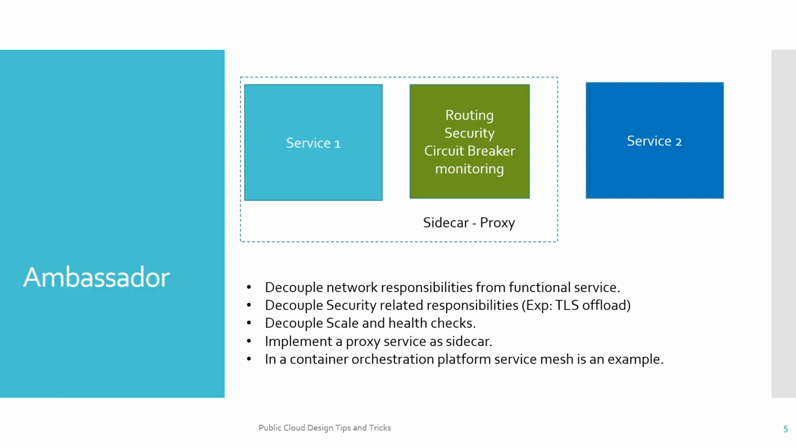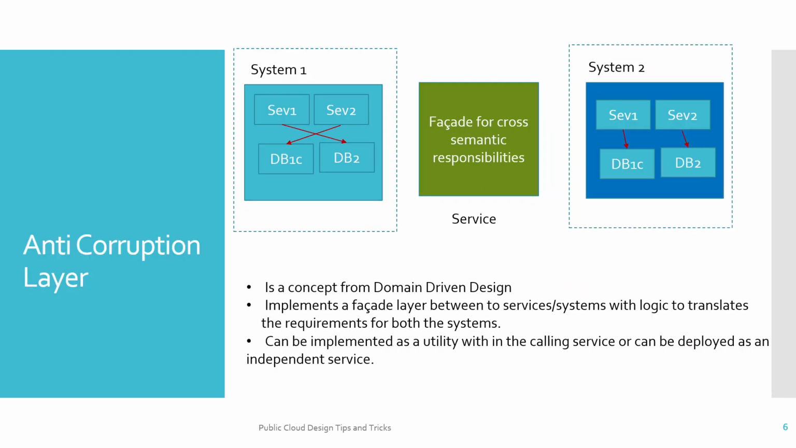The benefit of the sidecar proxy, or the ambassador pattern, is that it decouples network responsibility from the functional service. It decouples the security-related aspects, for example, TLS offload is one example. It also decouples scaling and health check responsibilities. It always gets implemented as a sidecar proxy, and it is normally used in container orchestration platforms as a service mesh. So that is how it works.